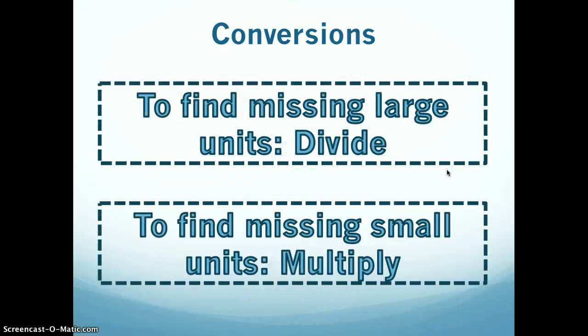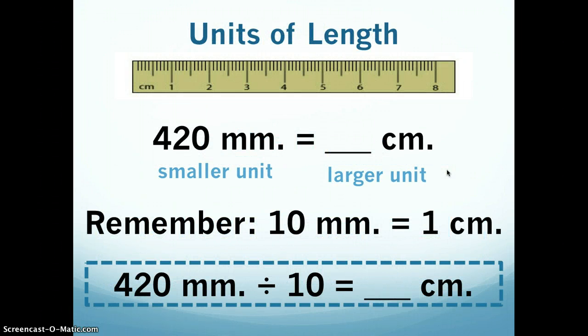When we're converting units of measurement, whether it's length or mass or capacity, which we're also going to talk about, when you're finding the missing large unit, you always divide. When you're finding the missing small unit, you are always going to multiply. So let's try a couple.